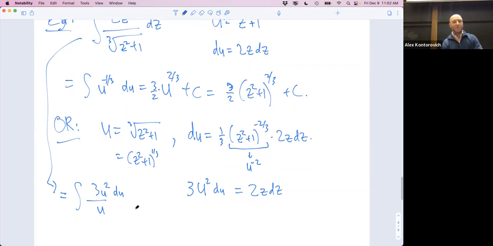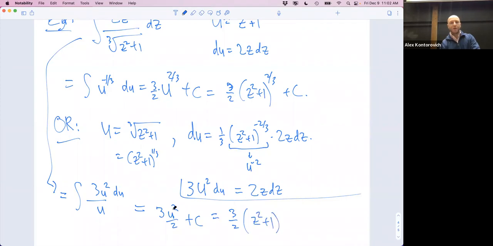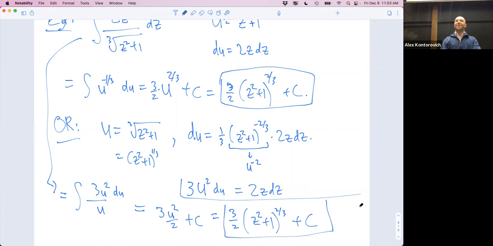So this just becomes 3 times u. I know how to integrate 3 times u: 3u squared over 2 plus c. So this is 3/2. What was u? z squared plus 1 to the 1/3, squared. So 3/2 times z squared plus 1 to the 2/3 plus c. Either way, it works out.